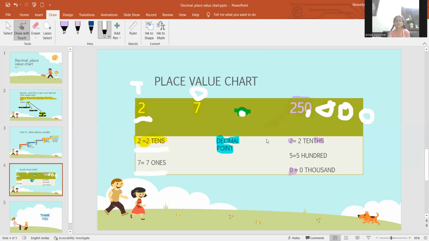Now 2 is after the point. 2 is at 10th place, 5 is at 100th place, and 0 is at 1000th place. Thousandths. Okay, I know it's difficult to pronounce.